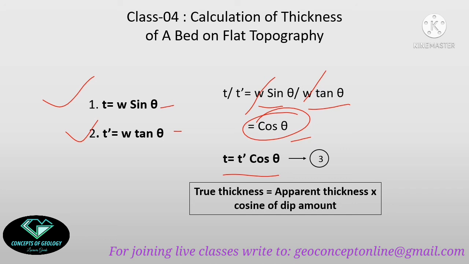So that means the true thickness equals the apparent thickness into cosine of the dip amount. This is the ultimate equation, and this is the third equation. We can have the true thickness when we have the apparent thickness and cosine of the dip amount. By the 3-point problem we can have the dip amount, and we can have the apparent thickness in every borehole. So from that we can have the true thickness of the bed by this equation. So this is the importance of this equation.